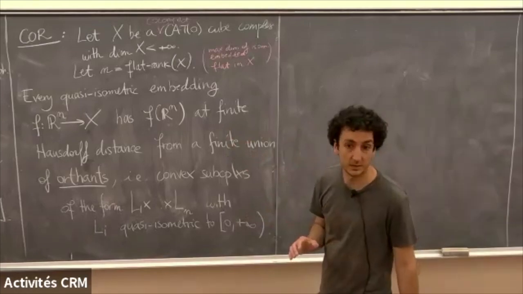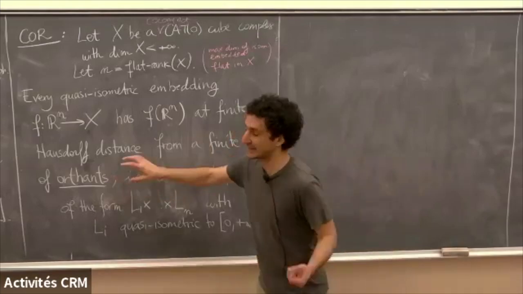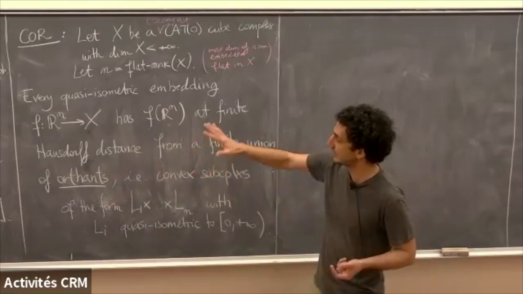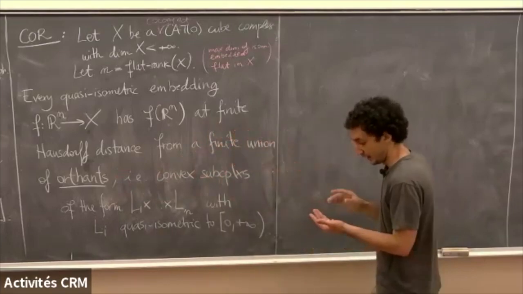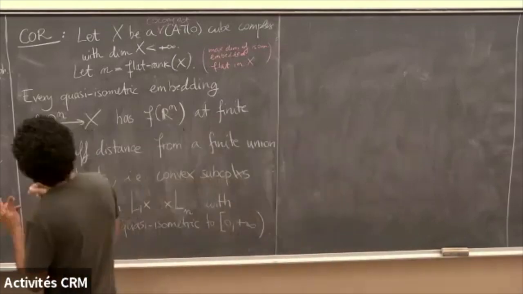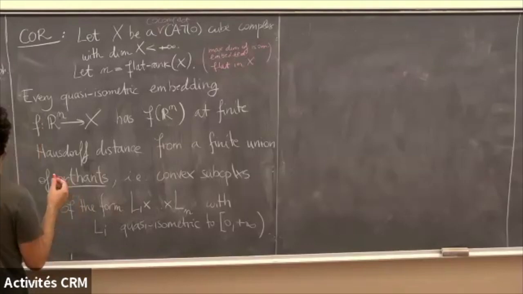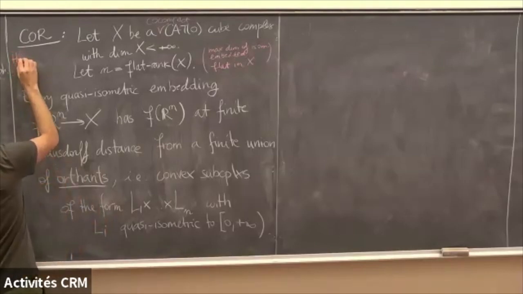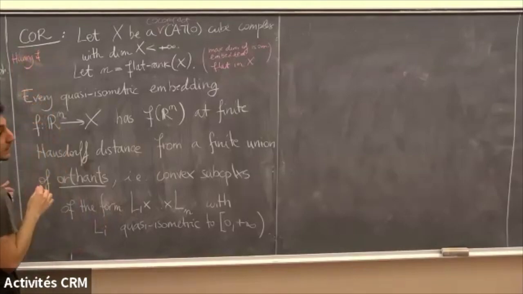Other questions? But the important thing is that these orthants are something very rigid that you can hopefully control, and this tells you it's quite a powerful structure theorem for quasi-flats. So this is due to Bowditch in this case, but there is also a very strong result that is a bit less general, due to Huang.